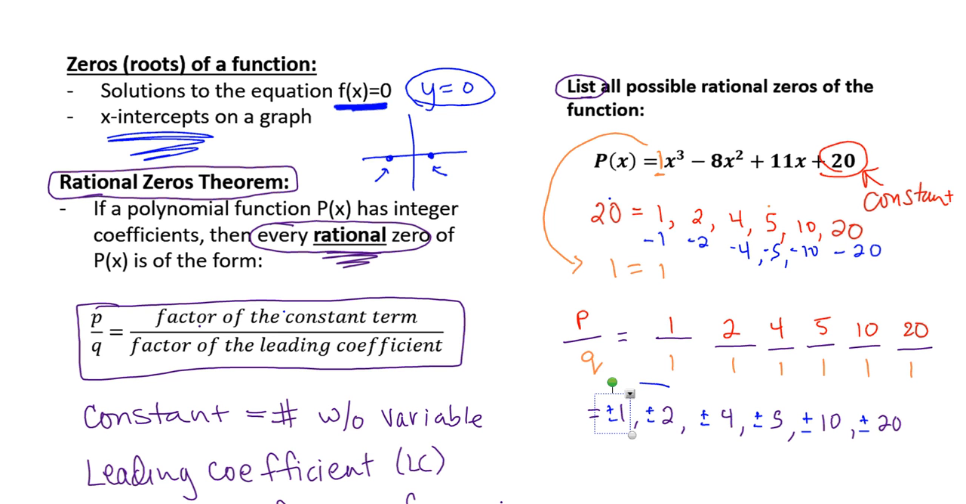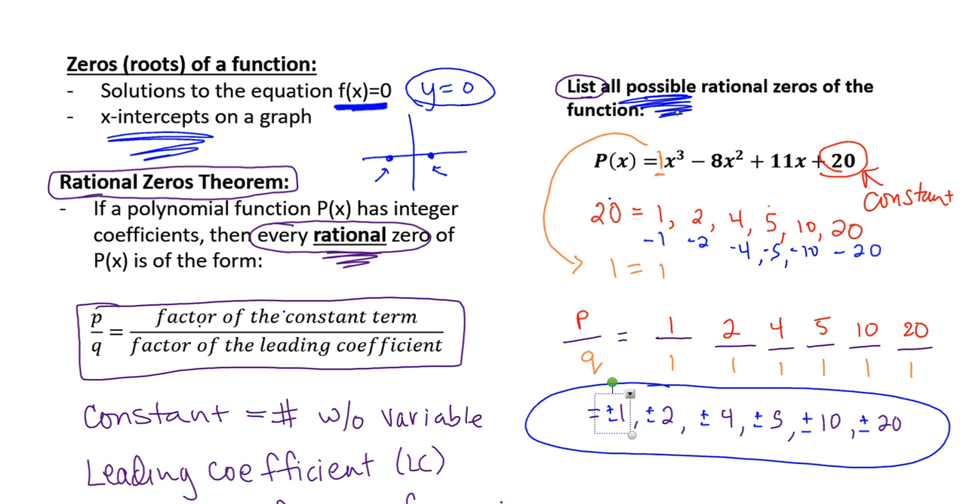Okay, that right there is a list of possible, now hear me say that word, possible. This isn't a list of solutions. This is a list of possible rational solutions. And it's going to come in handy when we start finding these zeros because you kind of have a starting point. It says here, try these values first.